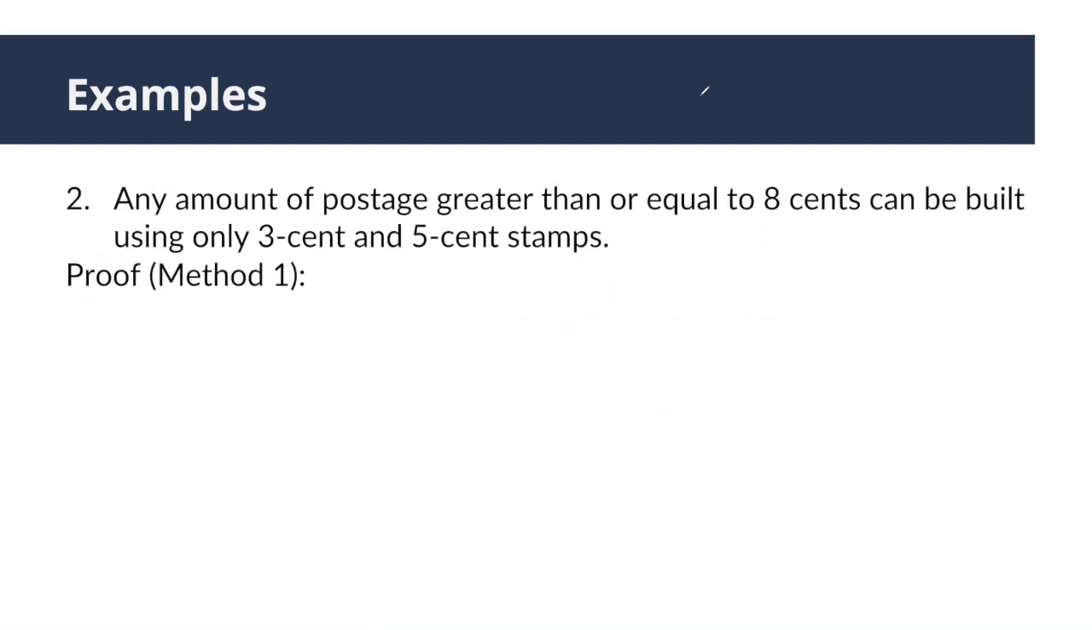Second example, we want to prove that any amount of postage greater than or equal to 8 cents can be built using only 3-cent and 5-cent stamps. Mathematically, this statement means that any integer n greater than or equal to 8 can be represented by a summation of multiples of 3s and multiples of 5s. We're going to prove this statement with two different ways of using strong induction. Here is the first one.